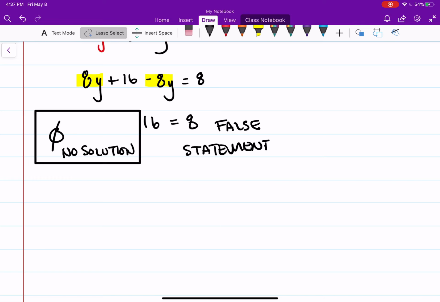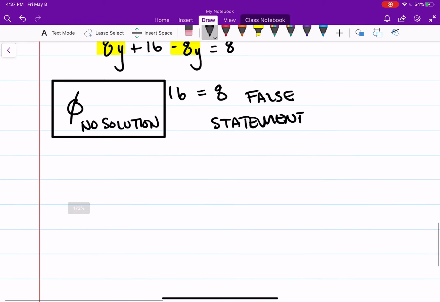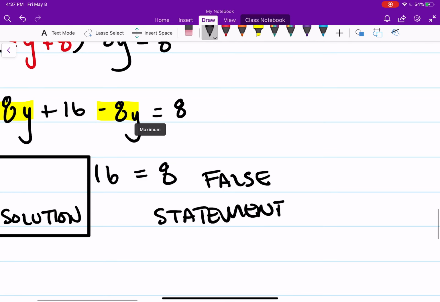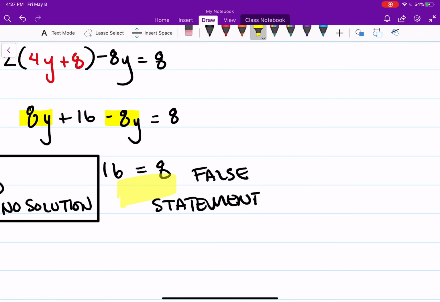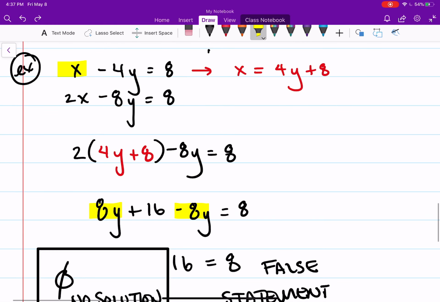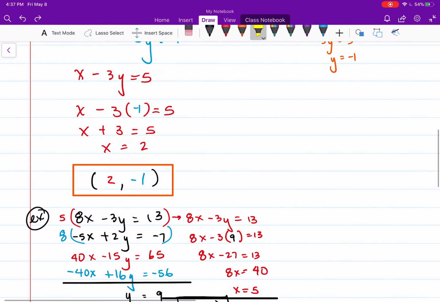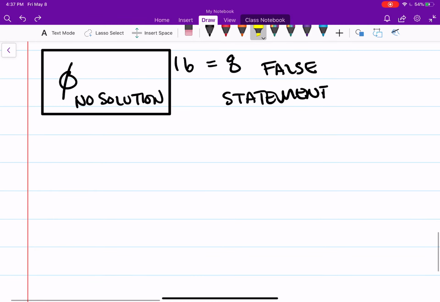And there you go. Okay, let's do another one. All right, so again, if it gives me a false statement, then I know there's no solution. Notice I didn't have to go and find anything else, so y just kind of goes away, so therefore I have to leave it. Okay, so let's try another example.